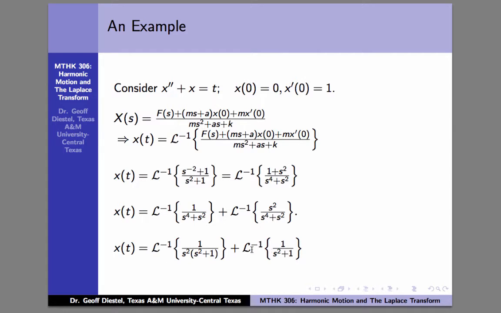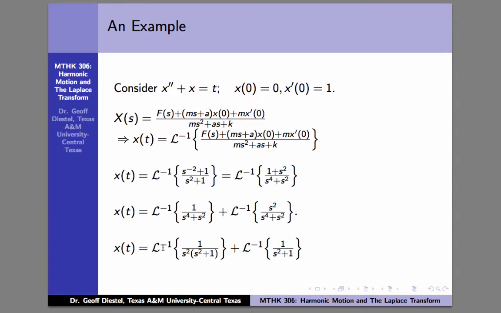This one on the second term, that's a direct application of our formula for the sine function. So this is just sine of t, because the Laplace transform of sine of t is this 1 over s squared plus 1. Again, if those 1's were a 5, it would be sine of 5t.